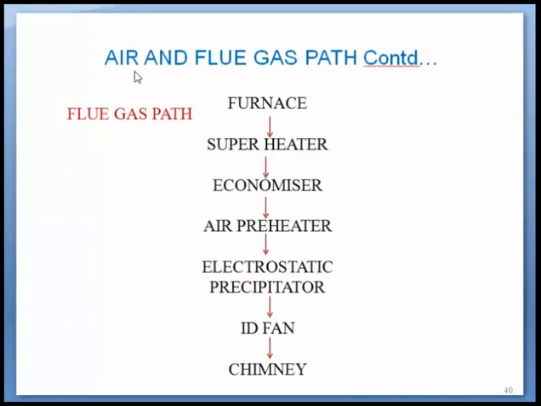Next important path is the air and flue gas path. In the flue gas path, the coal is combusted in the furnace, due to which flue gas is generated. This flue gas comes across the superheater, then goes across the economizer, then through the air preheater, goes to the electrostatic precipitator, then is taken by the ID fan, and finally is exhausted into the atmosphere with the help of the chimney.